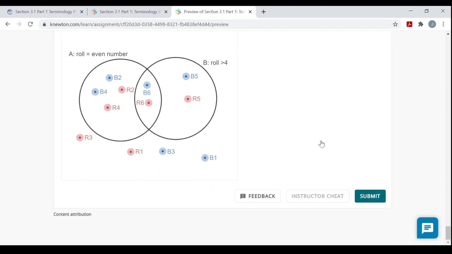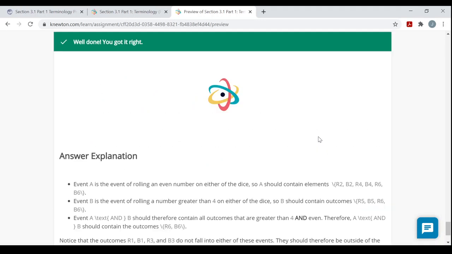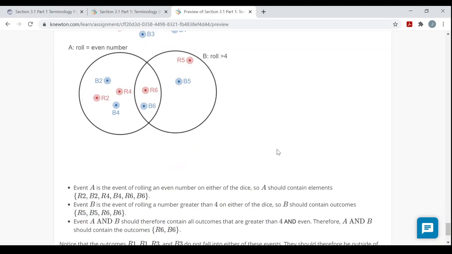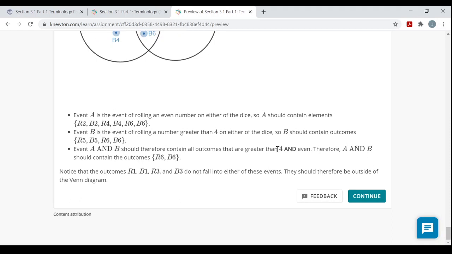That's what they meant by move the dots into the correct places in the Venn diagram. So hopefully that's not too bad when you come across it. Just pay attention to the events, right? Your events might be described in some different way.